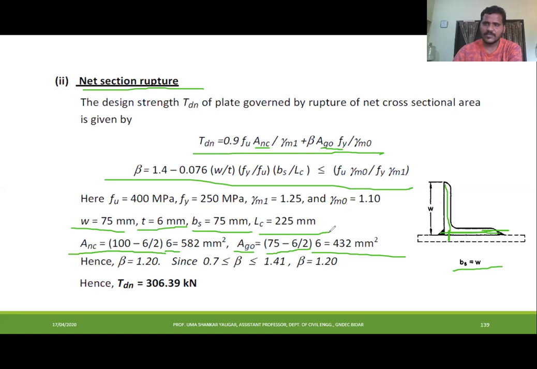And Lc, the welded length, he has already given in the question, that is 225 mm. If you substitute all these values, you will get the beta value. Beta is 1.2. It should be between 0.7 and 1.41, the minimum and maximum values. Hence, the value is safe. If you substitute these in the expression for Ag0 and Anc, you will get Tdn. Tdn is equal to 306.39 kN. This is the design strength due to the net section rupture.